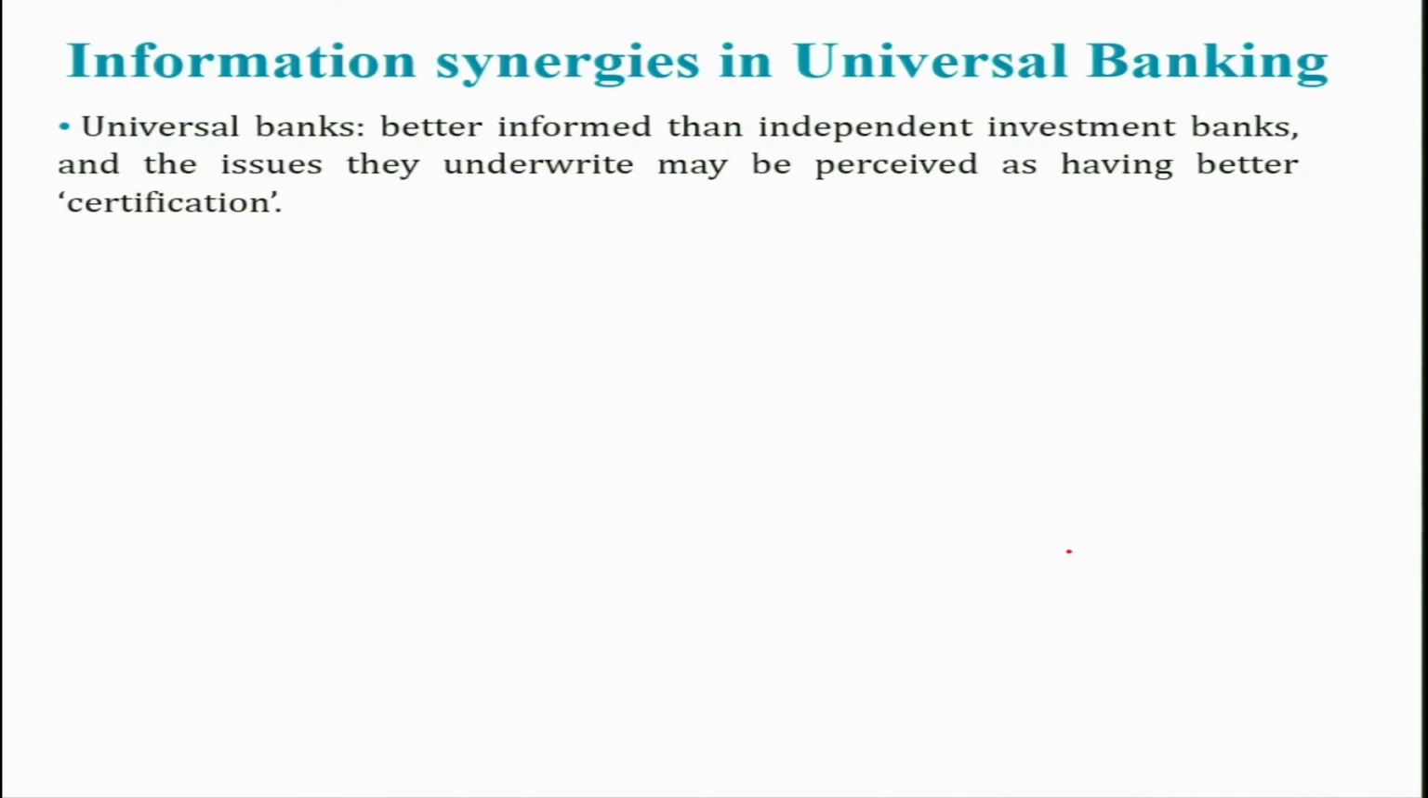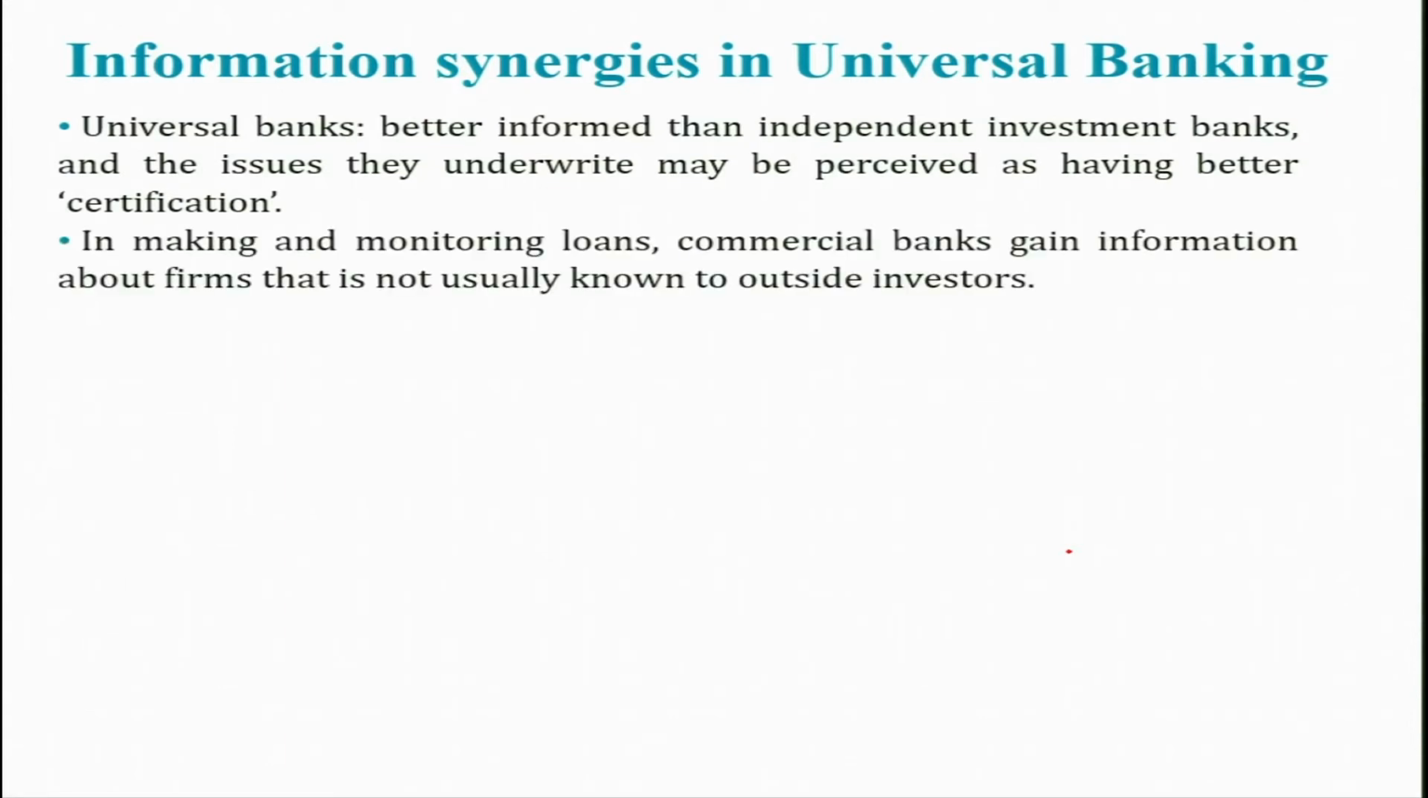Coming to the information synergies in universal banking, let us first discuss what information synergies could happen in universal banking. Then let's link these to the conflict of interest. Universal banks are better informed than independent investment banks, and the issues they underwrite may be perceived as having better certification. Similarly, universal banks may be better advisors for mergers and acquisitions.